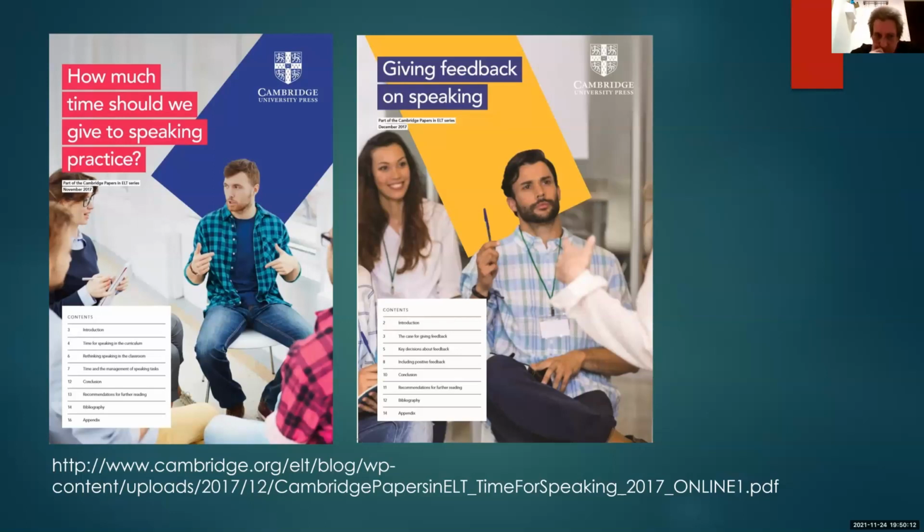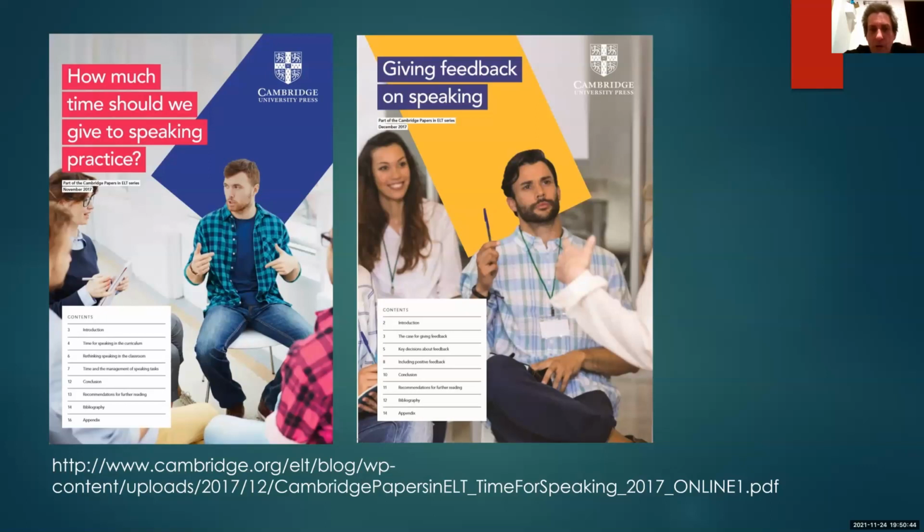The first one on the left there is looking at the management of fluency speaking activities. And the second one is more specifically about feedback on activities of this kind. They're about 15 or 16 pages long. They contain all of the academic references, and they go into more detail in terms of the kinds of practical activities that I'm talking about. So you might want to have a look at those at some point.